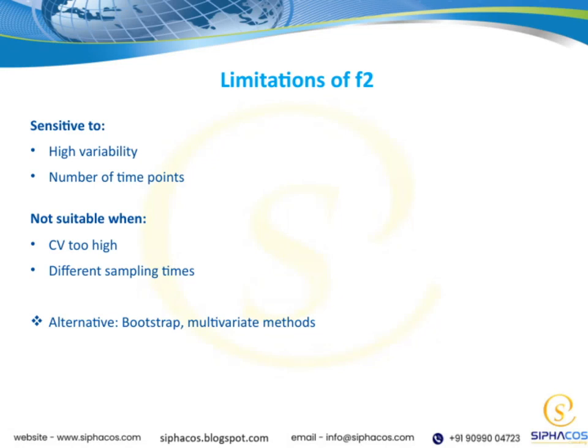Now, let's talk about some limitations of the F2 method. First, it's quite sensitive to high variability in the data, which means if your measurements fluctuate a lot, the results might not be as reliable. Additionally, the F2 approach depends heavily on the number of time points you have. If you have too few, the method's effectiveness decreases. It's also important to recognize when this method isn't suitable. For example, if the coefficient of variation, or CV, is too high, the F2 method might give misleading results. Similarly, if your sampling times differ significantly between groups or conditions, it can compromise the analysis.